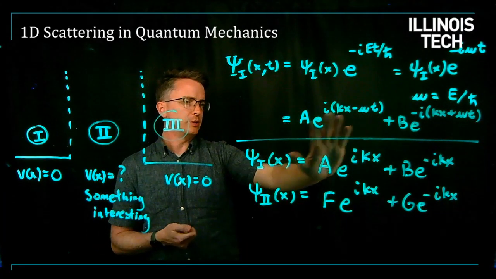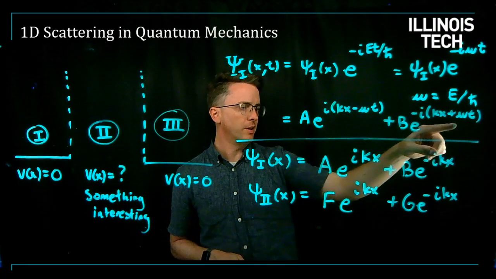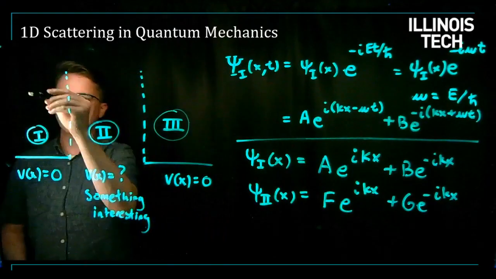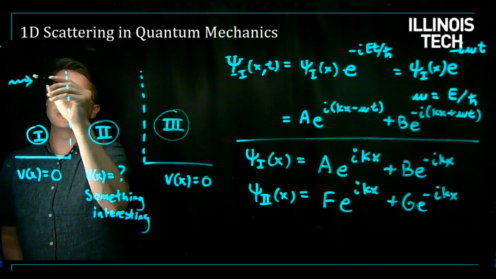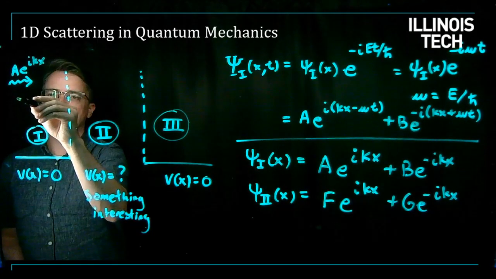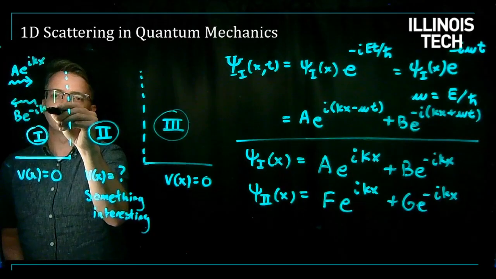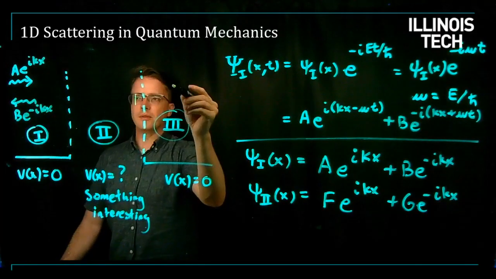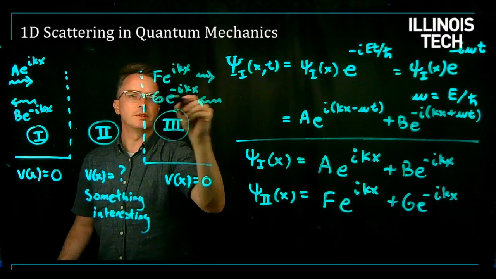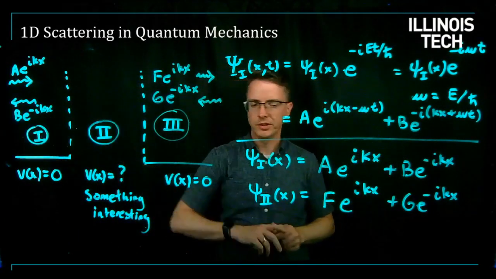If I write that out here, this should be familiar as a plane wave. This is a plane wave traveling to the right. This is a plane wave traveling to the left. I can put these on this diagram. Basically, I'm going to have some wave traveling to the right, which is a e to the i kx, and then some wave traveling to the left, which is b e to the minus i kx. And I would have the same thing over here. So one of them is traveling to the right, one of them is traveling to the left. These are the general solutions in these regions.